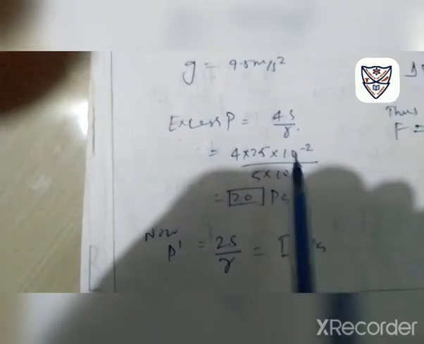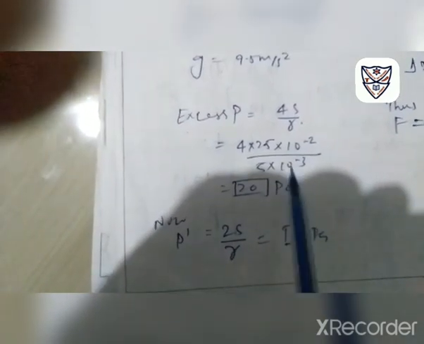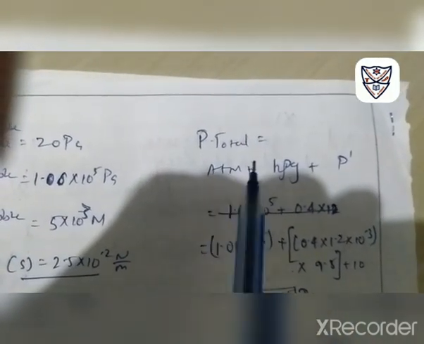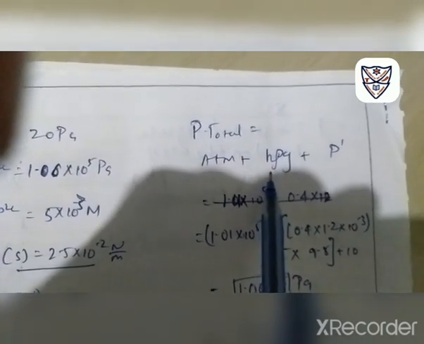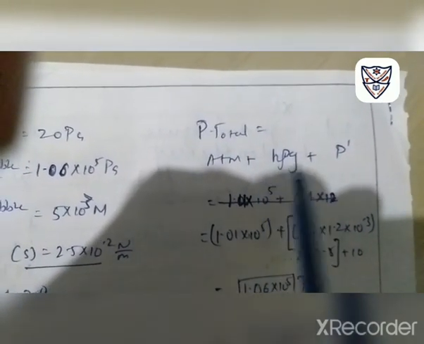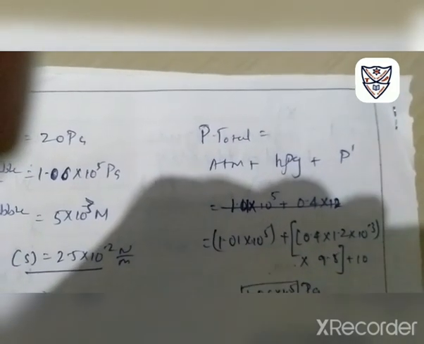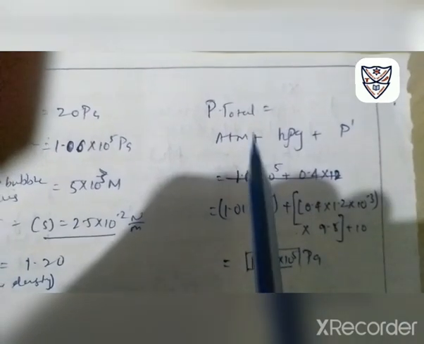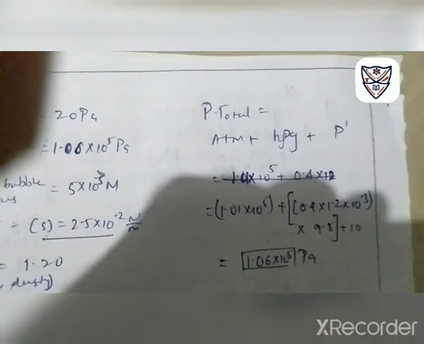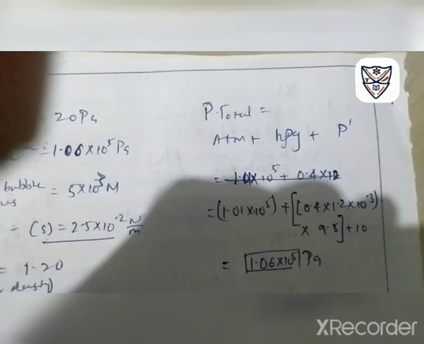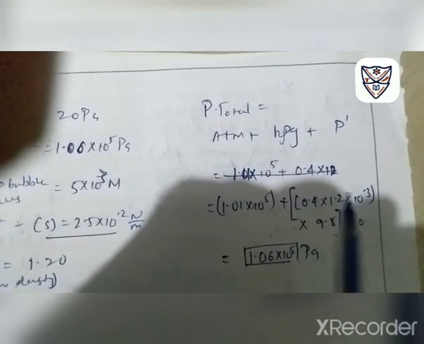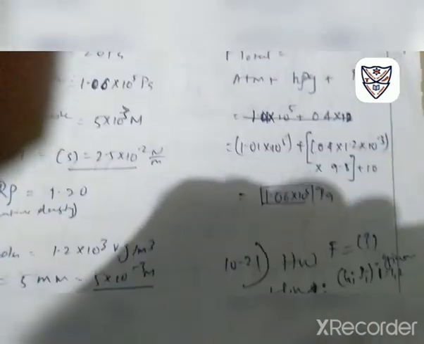Now P dash is equal to your 2S upon R. Similarly find this. After that what you have to do, you have to find the total pressure. So that will be your atmospheric pressure plus H rho G, that is due to the liquid, and the pressure which you have found earlier. So place all these values, and after solving these terms you will get the total pressure.